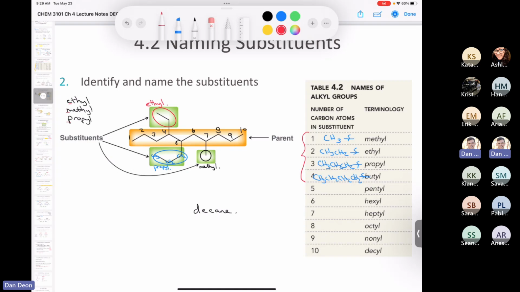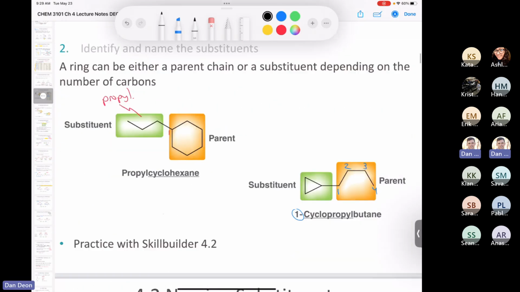So we've got a 4-ethyl. So let me scribble that over here. We've got a 4-ethyl. Then we have a 7-methyl. And the last one is a 5-propyl decane. There we go. So we named that one too. Anything else? Propyl cyclohexane, 1-cyclopropyl butane.